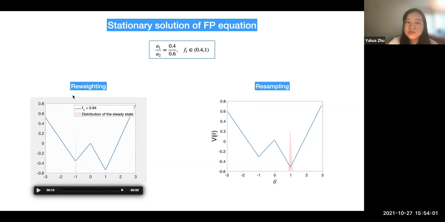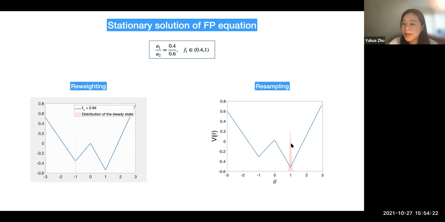So this shows that the stationary distribution of reweighting will have more possibility to converge to the local minimum as the sampling becomes more and more biased. For resampling, however, it isn't affected by F1. The stationary distribution always looks like this, concentrating on the global minimum.